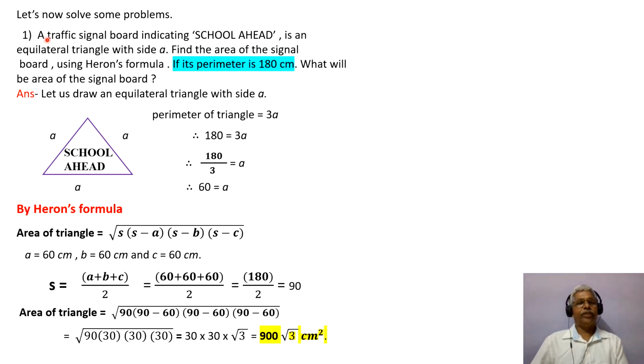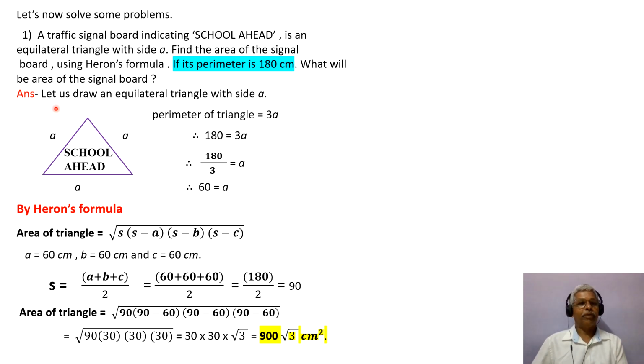And now the same problem continues. This is the second part of this. This problem is the same. Earlier we had to find side A. Now the second part: if its perimeter is 180 centimeters, what will be the area of the signboard? Okay. Answer same as earlier.